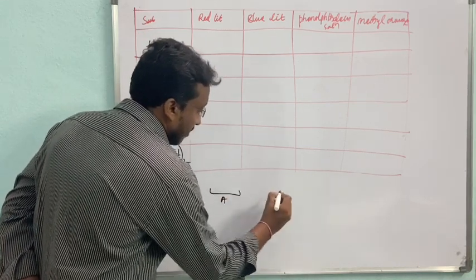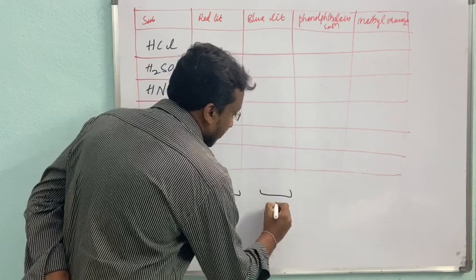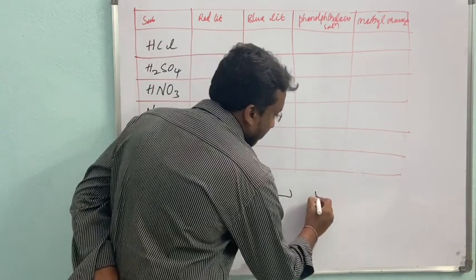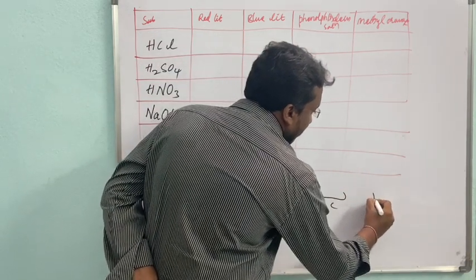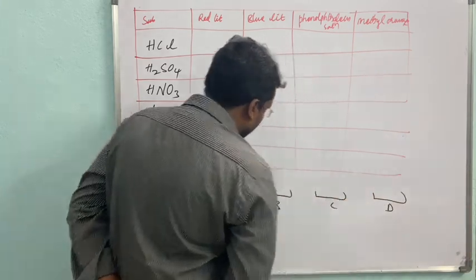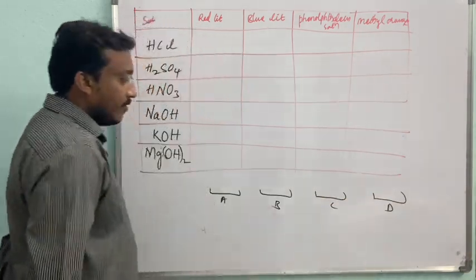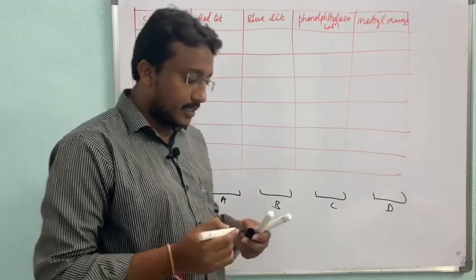Say A, B, C. I have taken 4 watch glasses. I have given names for the watch glasses: A, B, C, D.